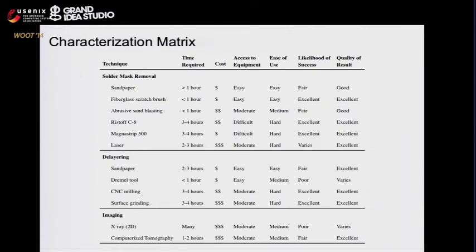So probably the most important part of the paper is this characterization matrix, and that's going to show you the different techniques that worked, the time it takes, the cost, how easy it is to do, and how easy it is to get access to equipment, because every situation is going to be different when you're analyzing boards, when you're hacking on stuff. Sometimes you might be overseas and only have access to certain things. Sometimes you might be in a university and have access to better equipment. So it all depends. So I thought that this matrix was important.